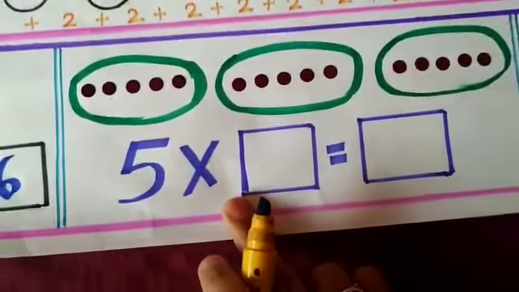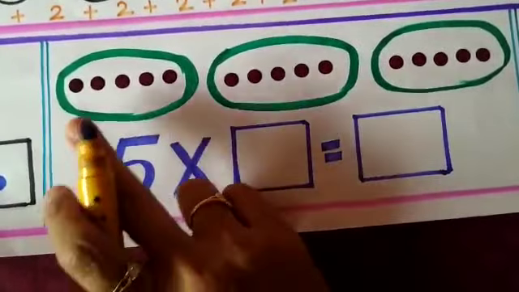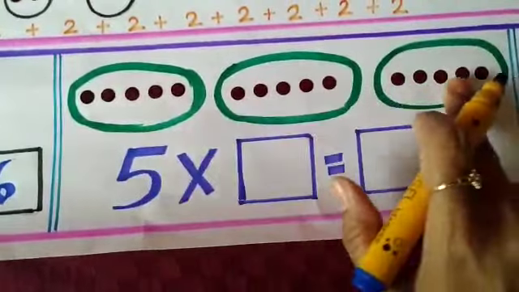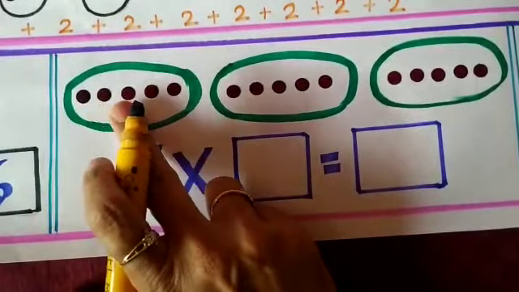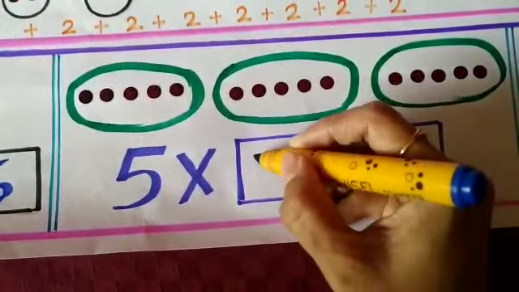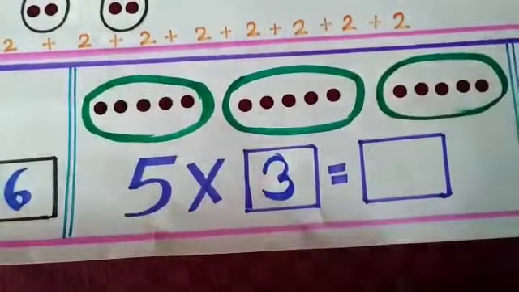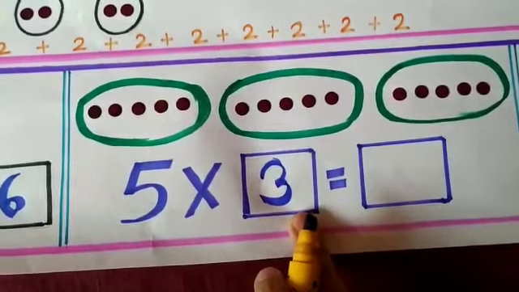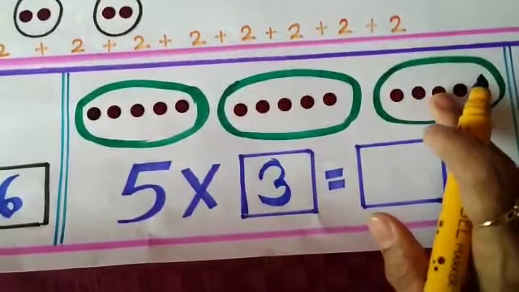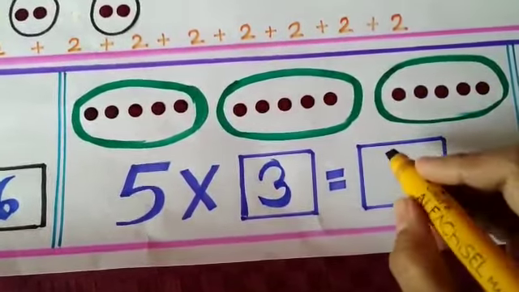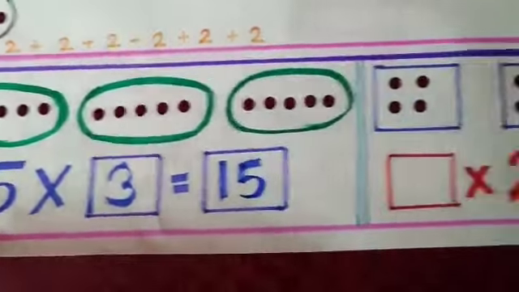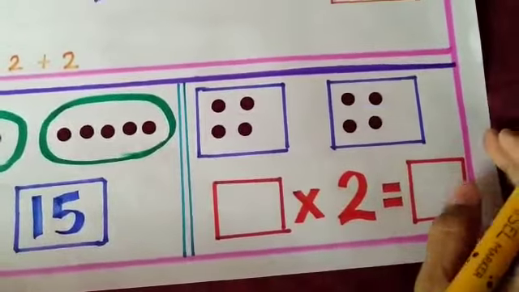Now let's see another example. Here are 3 circles given, and in each circle there are 5 bindis. 1, 2, 3, 4, 5. So 5 bindis in how many circles here? 3 circles here. And 5 3s are, let's count. 5, 6, 7, 8, 9, 10, 11, 12, 13, 14, 15. So how many bindis are there? 15 bindis.